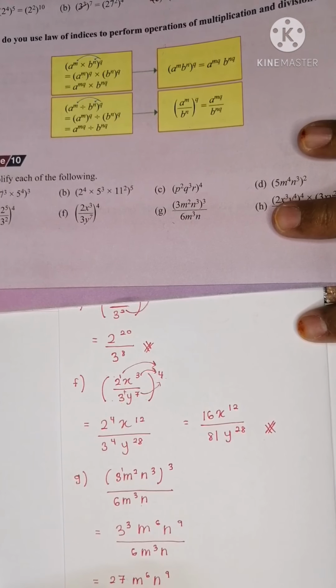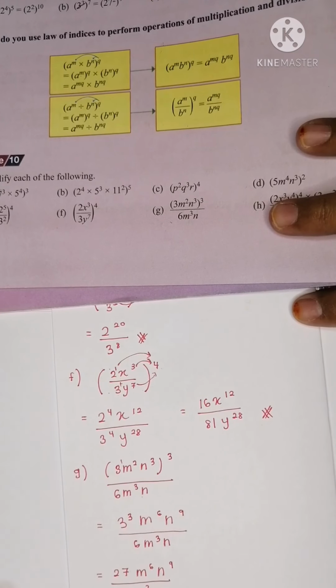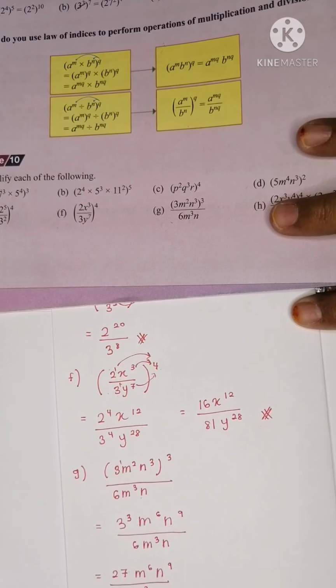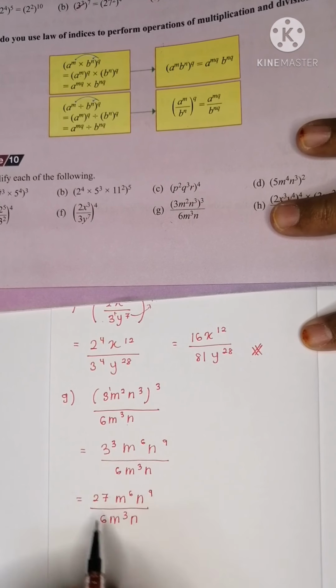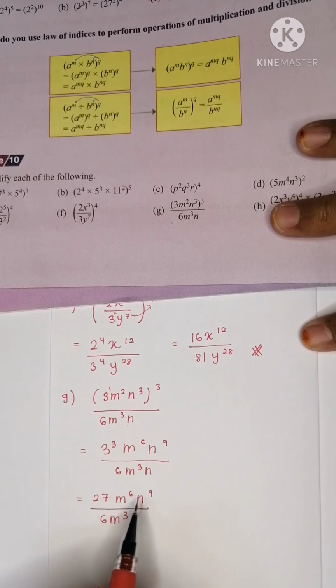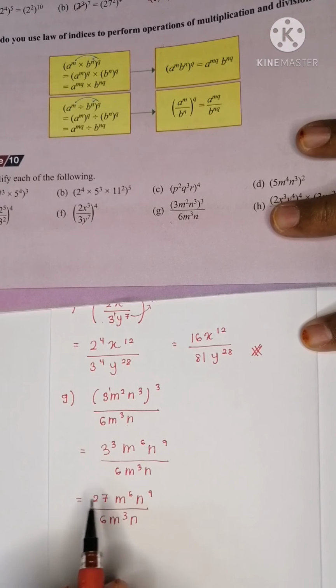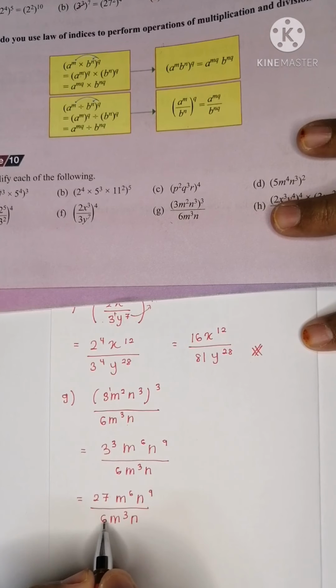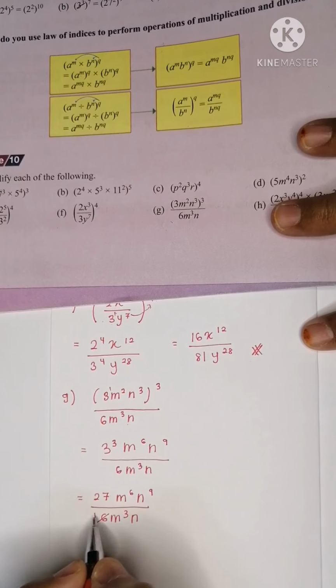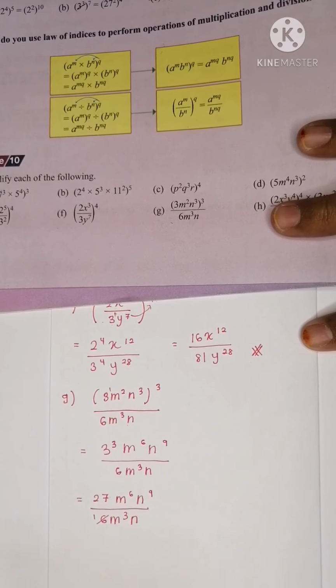Now, this one you need to simplify. If the question asks you to simplify, it means that you need to simplify as much as you can. So what should you do? 27 with 6, can we simplify? Yes.